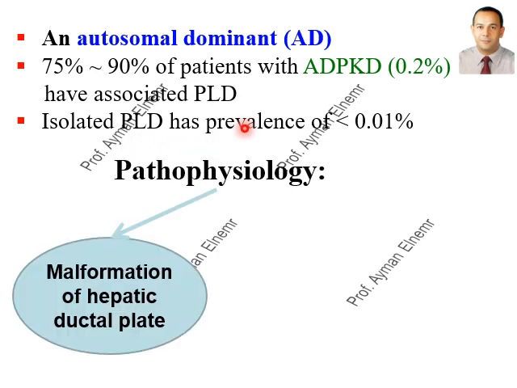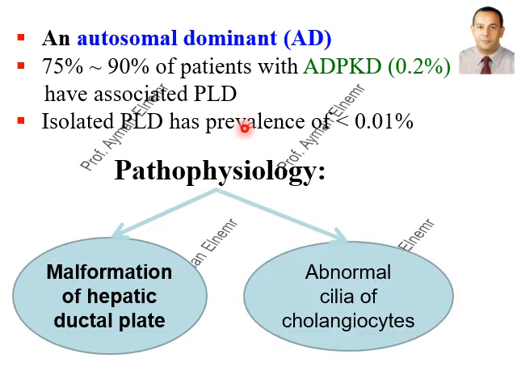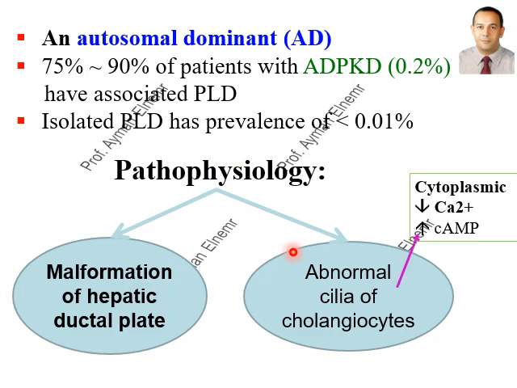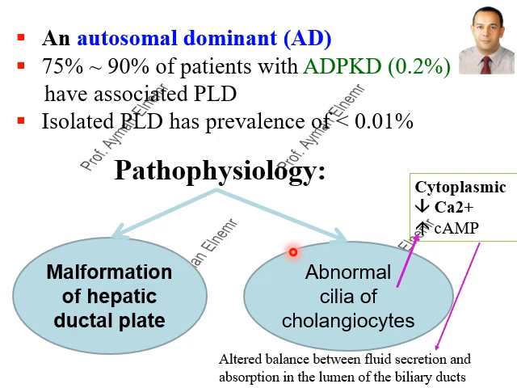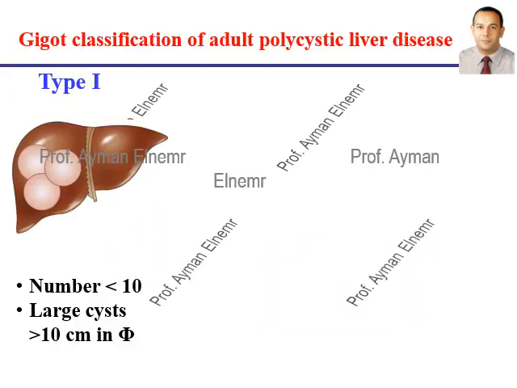The pathophysiology is either malformation of the hepatic ductal plate or abnormal cilia of cholangiocytes, which results in decrease in the cytoplasmic calcium and increase in cyclic AMP, and this results in altered balance between the fluid secretion and absorption in the lumen of the biliary ducts. Polycystic liver disease is classified by Gigot into three types.